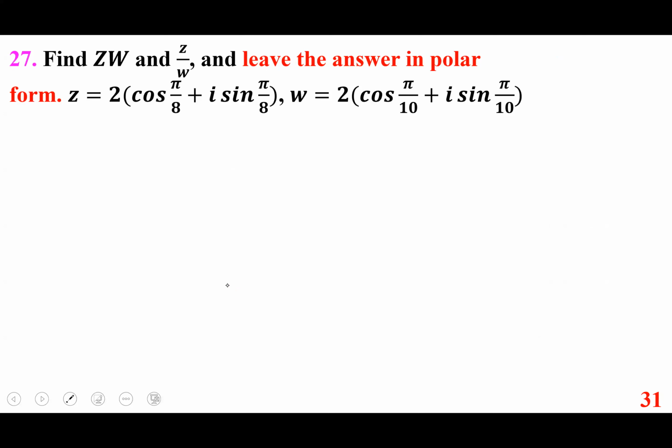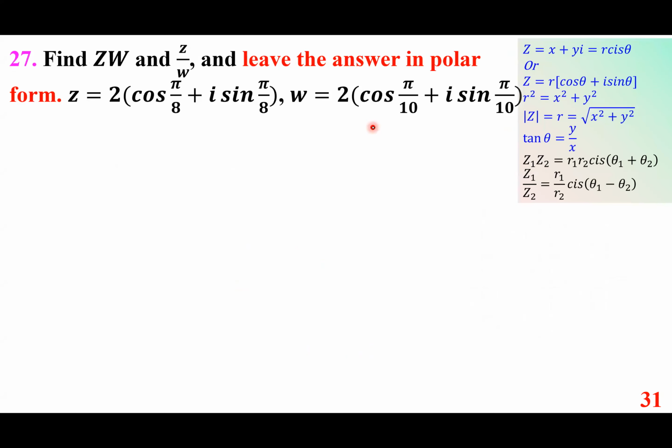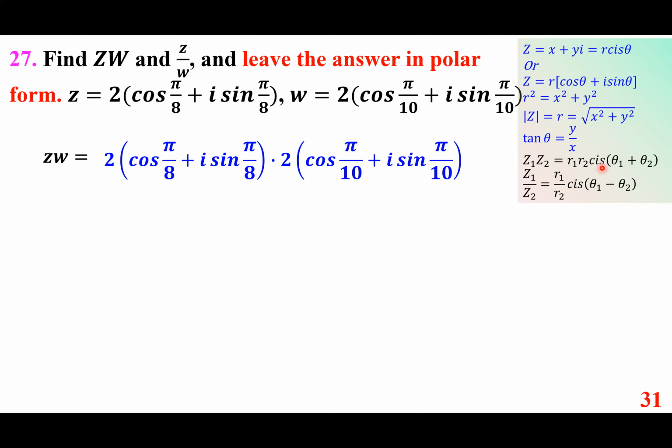All right, we are going to multiply z by w and divide z by w, where z and w are given, and reminding everybody of the formula. Z1 times Z2 is R1 R2 cis theta 1 plus theta 2. Z1 over Z2 is R1 over R2 cis theta 1 minus theta 2. So we want zw. Let's multiply these two.